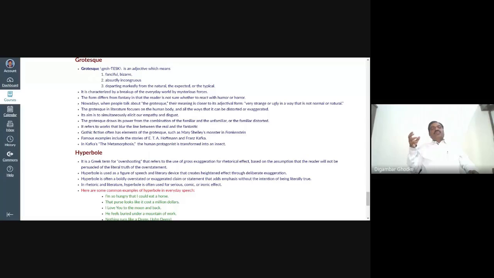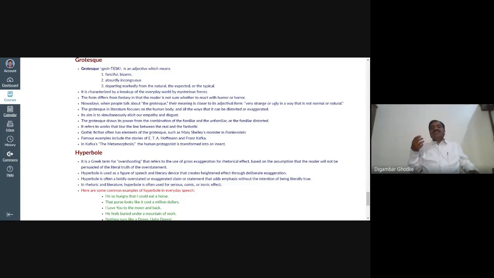In many of the Hollywood movies, you come across it. So it draws its power from the combination of the familiar and the unfamiliar, or the familiar distorted. Certain characters, for example Spider-Man or any other such imaginary characters, can be examples of grotesque. It also refers to works that blur the line between the real and the fantastic. Gothic fiction, for example, which we talked about just now, often has these elements of grotesque.